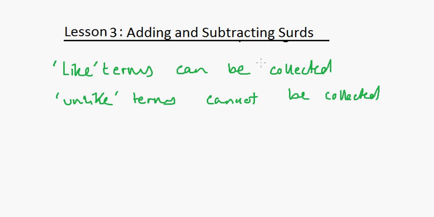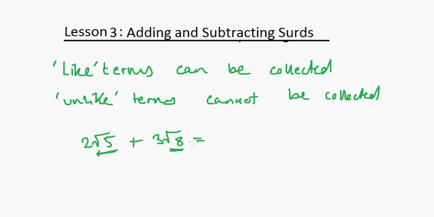So what do we mean by unlike terms? Say we have 2 root 5 plus 3 root 8. These are two unlike terms. This term is not the same as this term, so we cannot add them.